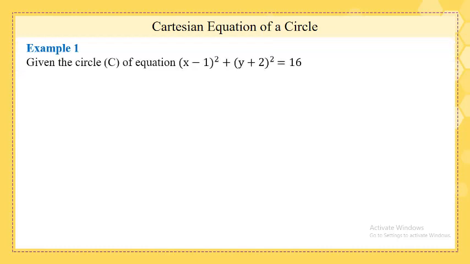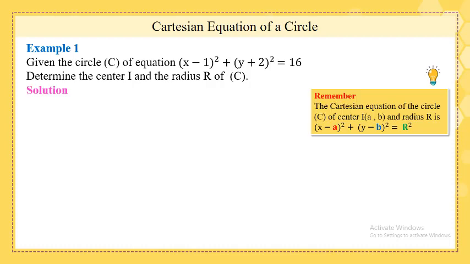For example, given the circle C of the following equation, determine the center I and radius r of C. What we learned about the Cartesian equation of a circle will allow us to find the coordinates a and b of I and the radius r. By comparing the two equations, minus a is equal to minus 1, which means that a is equal to 1, and minus b is equal to 2, which means b is equal to minus 2. Thus, the coordinates of I will be 1, minus 2. As for r, we know that r squared is equal to 16, thus r is equal to radical 16, which is equal to 4.